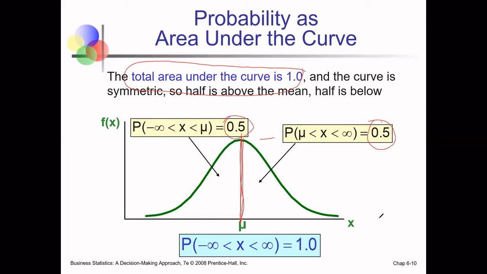If we are adding both the areas, we will get the answer 1. So we have concluded that half area is 0.5, half area is 0.5. If you sum both of them, then we will get 1. It means the probability of negative infinity to positive infinity is 1. Thus, this is the concept of total probability 1.